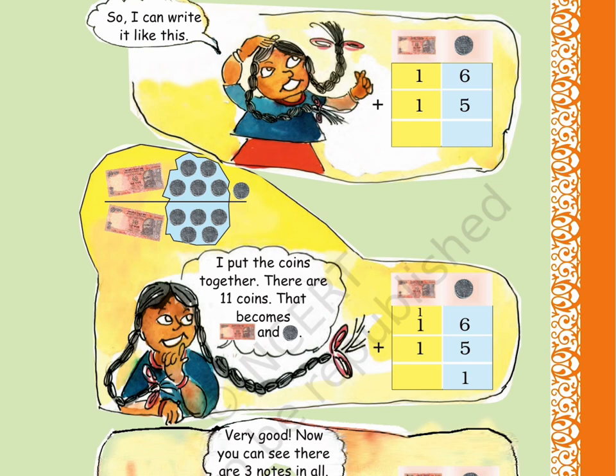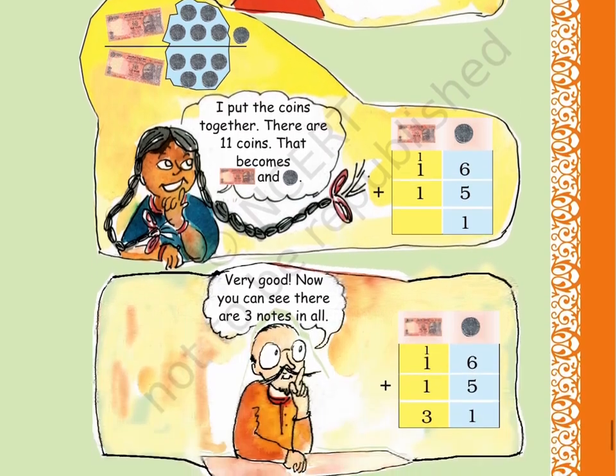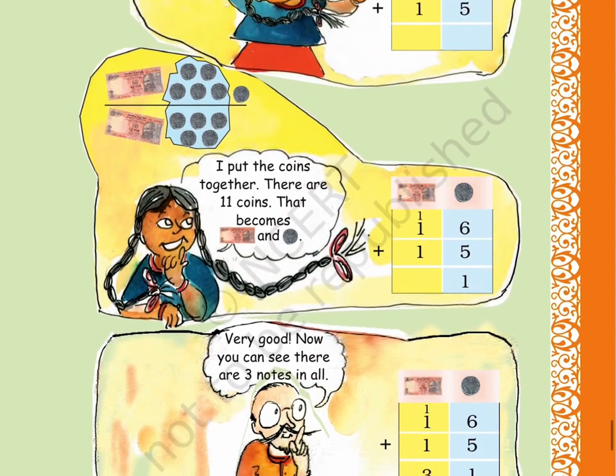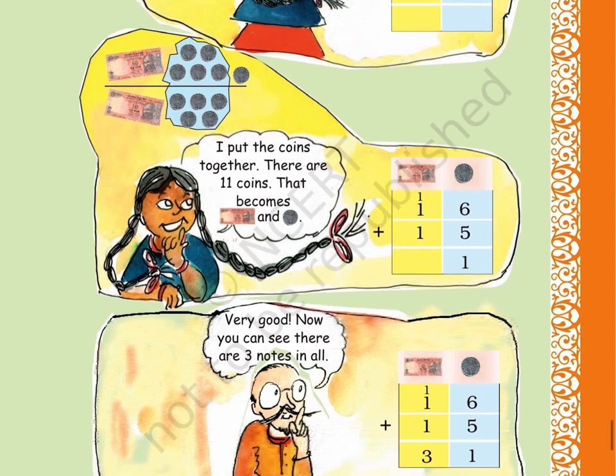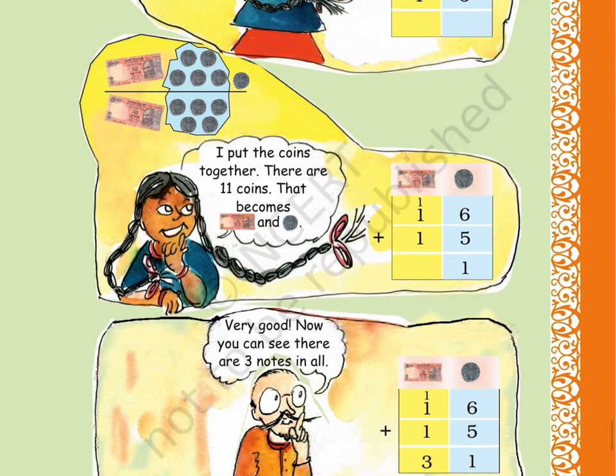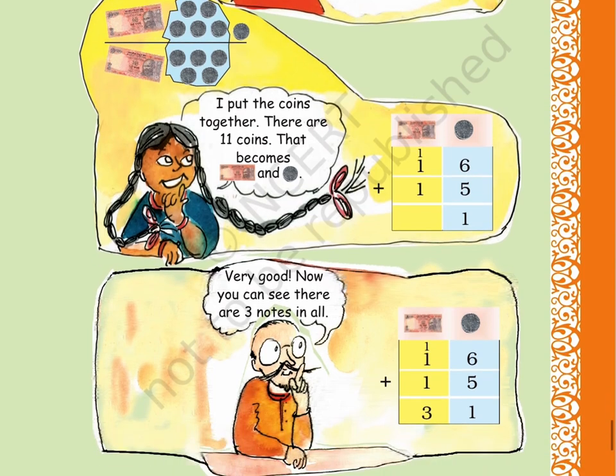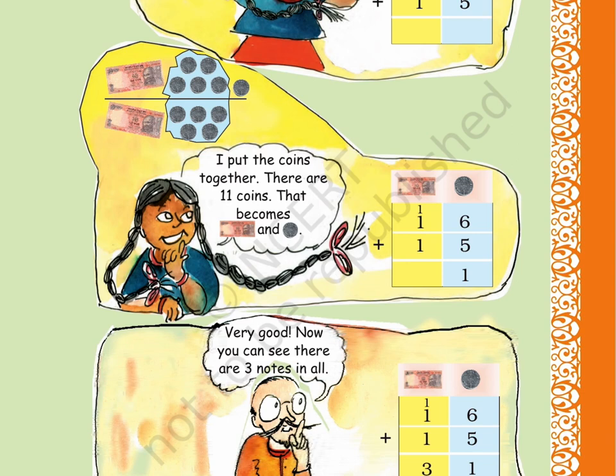Picture 2 shows 1 10 rupees note and 6 coins above the sleeping line, and below the sleeping line 1 10 rupees note and 5 1 rupee coins. The 5 1 rupee coins, both above and below the sleeping line, are encircled to show that 10 1 rupee coins make 1 10 rupees note. The girl is standing below this and saying, "I put the coins together. There are 11 coins. That becomes 1 10 rupees note and 1 coin of rupee 1."